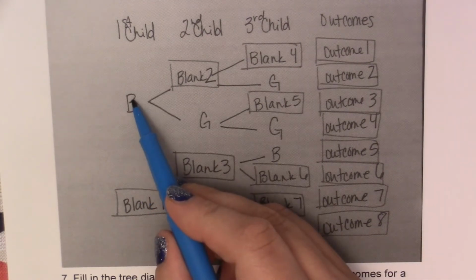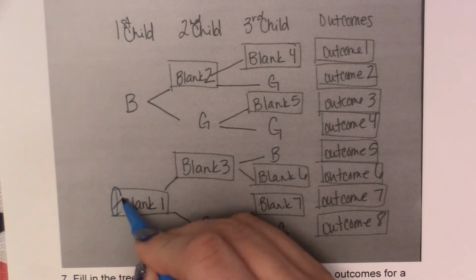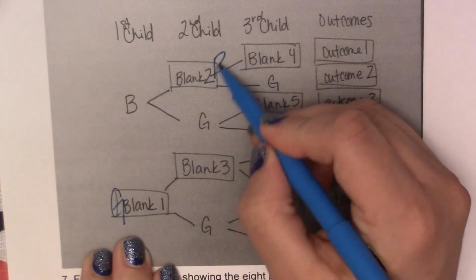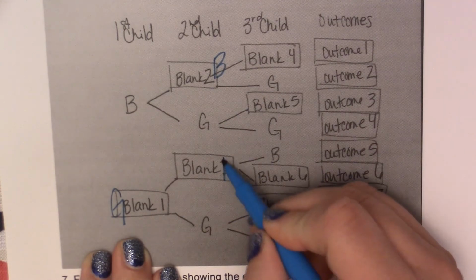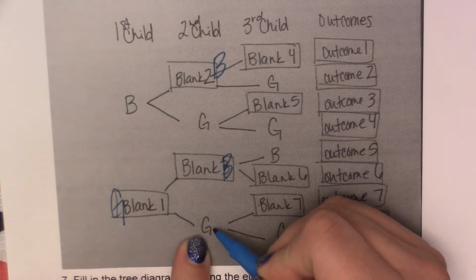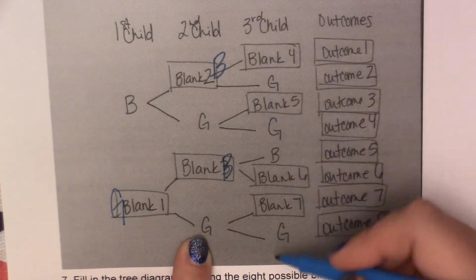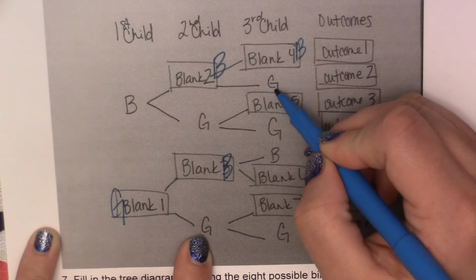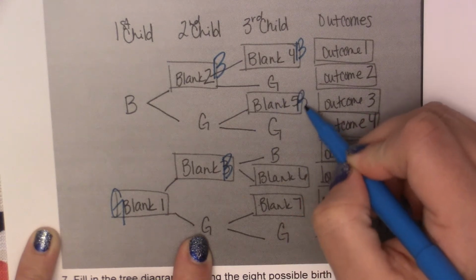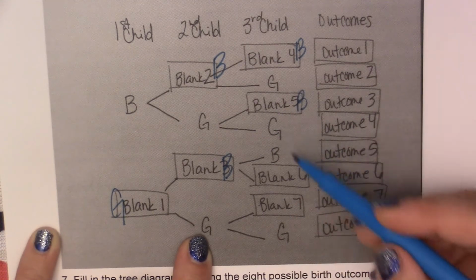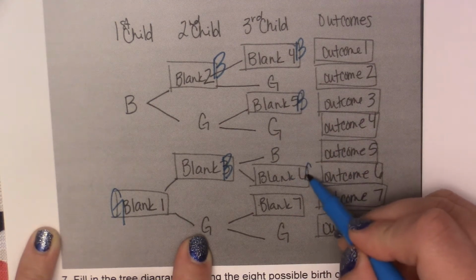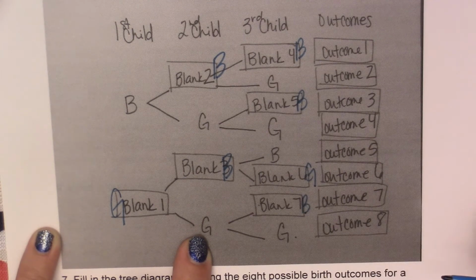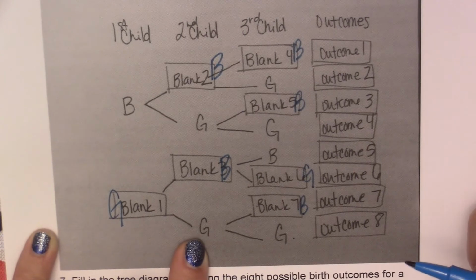So we have a boy or a girl as our first child. If we have a boy, we could have a boy or a girl. So we're going to go to this third child. So blank 4, we could have a boy or a girl. And then for blank 5, a boy or a girl. A boy or a girl. And then our last set, a boy or a girl. So we're going to go through and list our outcomes.